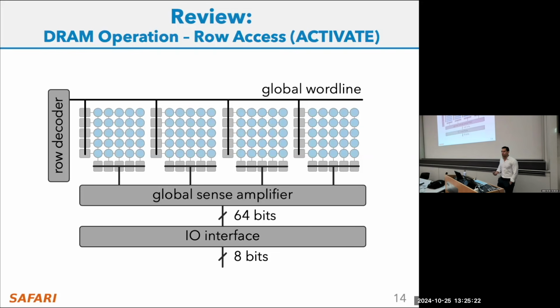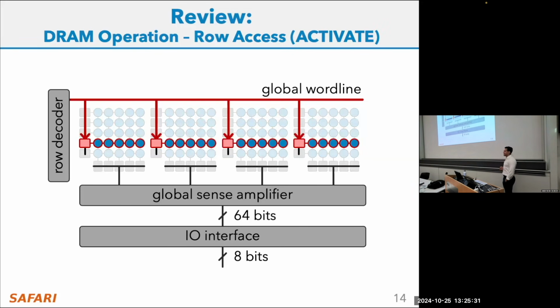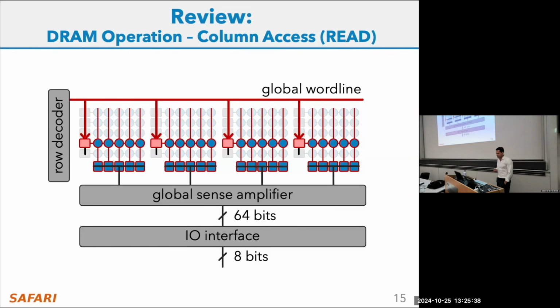For you to access DRAM, two main operations are performed. The first is an activate. When issuing an activate to a given DRAM row, the data in the DRAM cells is read and amplified by the local sense amplifiers.